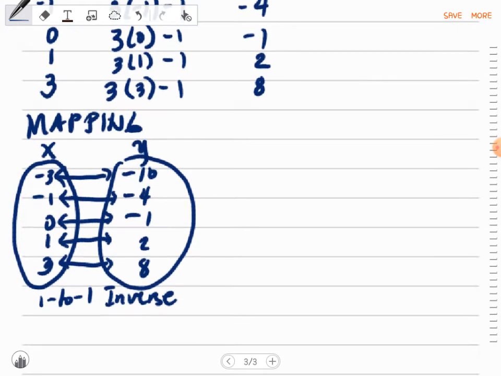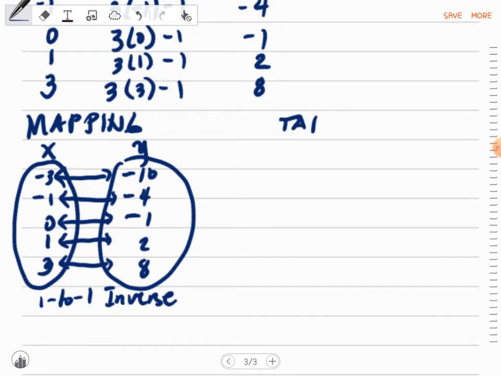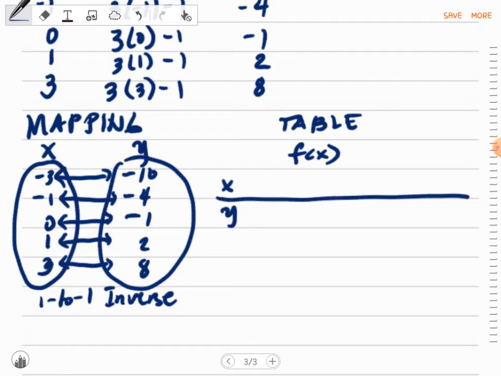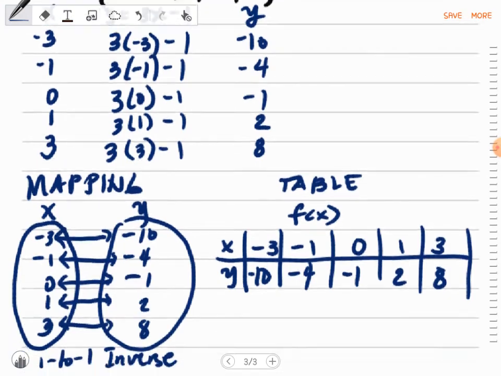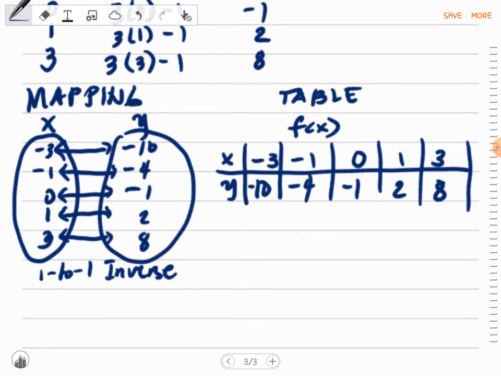Okay? Now, to make it in the table representation, we will first write the function. So let's write first the function. So we have x and y. And the values of x are negative 3, negative 1, 0, 1, and 3. Okay? And now for the y, we have negative 10, negative 4, negative 1, 2, and 8. Tanong is, pwede po bang isulat sila ng di sunod-sunod? Hindi pwede. Kung sinong katapat niya sa mapping or dito sa way ng pagsasolve natin, siya yung magiging katapat niya rin sa table. Okay?